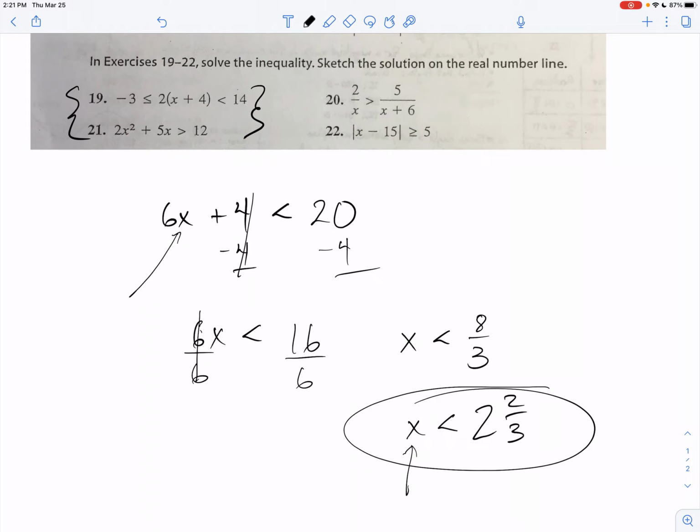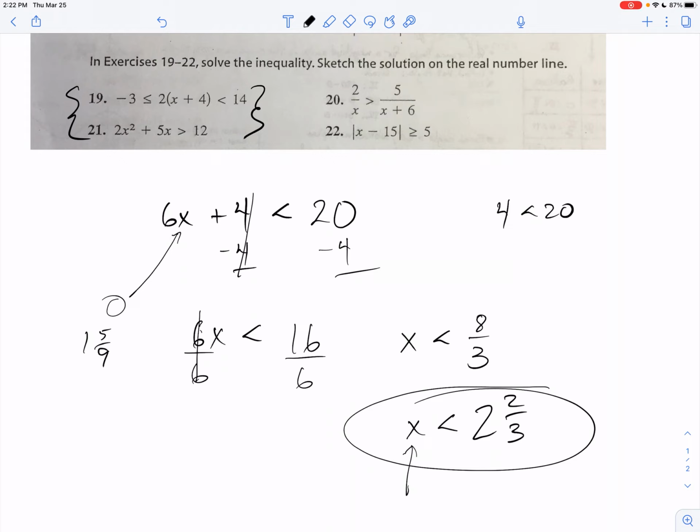So, what's a nice easy number that's less than 2 2/3? How about 0? If I put 0 in there, 6 times nothing is nothing, plus 4 is 4. I would say 4 is less than 20. Now, I can pick any number that's smaller than 2 2/3. I could have picked 1 5/9 to plug in, but I don't want to torture myself. Why would I do that?